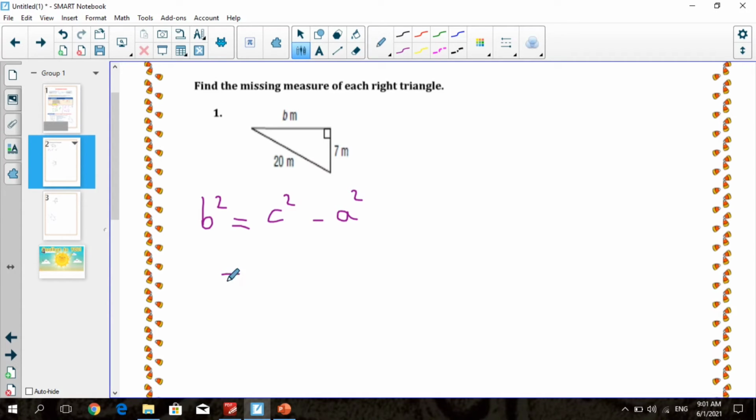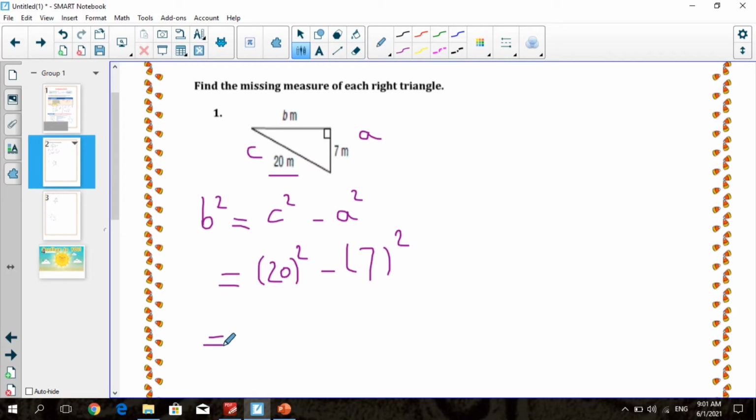Now let's replace each letter with its number. The C is the hypotenuse, the side that's opposite of the right angle. And here the C is 20 and A is 7. Okay? So we will replace the C with 20, so that will be 20 power 2 minus A, which is 7, minus 7 power 2. It will be like that.